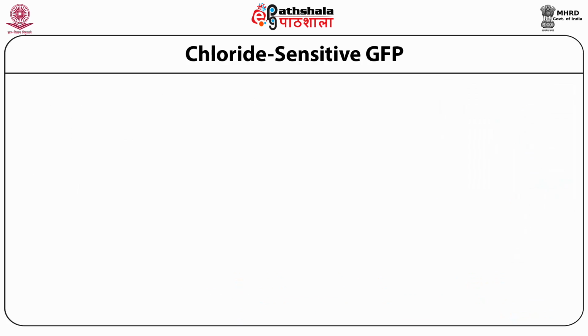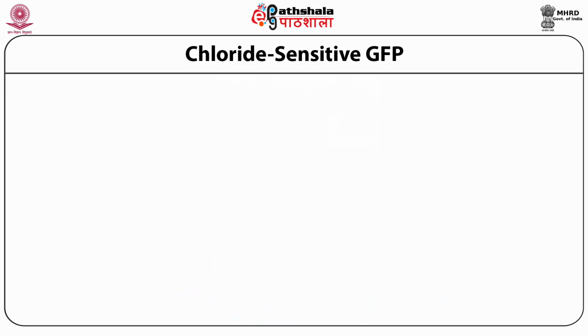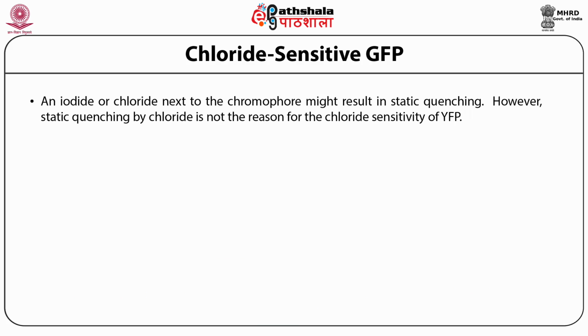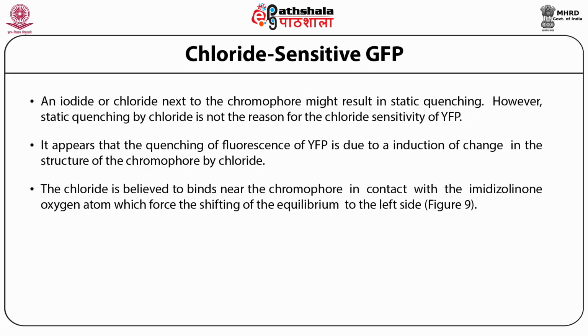chloride or iodide. This figure shows the absorption spectra of YFP H148Q in presence of sodium chloride at pH 6. Binding of chloride is thought to stabilize the right side structure in the upper panel. An iodide or chloride next to the chromophore might result in static quenching. However, static quenching by chloride is not the reason for the chloride sensitivity of yellow fluorescent proteins. It appears that the quenching of fluorescence of YFP is due to an induction of change in the structure of the chromophore by chloride. The chloride is believed to bind near the chromophore in contact with the imidazolinone oxygen atom, which forces the shifting of the equilibrium to the left.